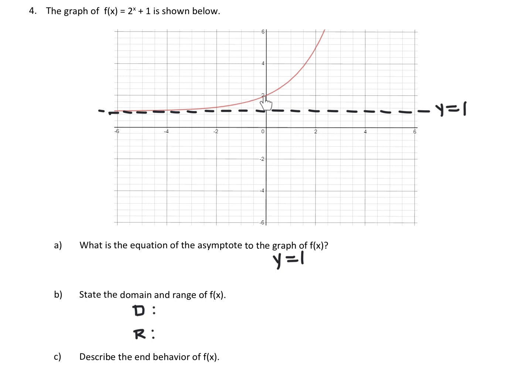Now, as you go to the right, even though the graph is going up, it's still going to the right. The x values, as well as the y values, but the x values are getting bigger and bigger and bigger. So the x values are going to go from negative infinity all the way to positive infinity.